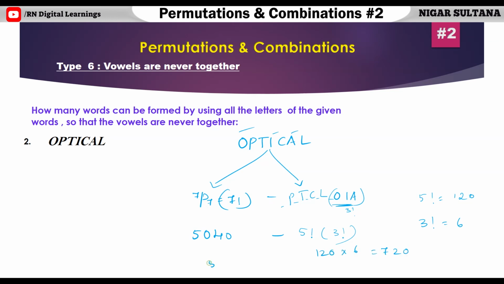Yes. Now 5040 minus 720. So what is the subtraction of this? 0, 2 and 4, 3. So the possible ways are 4, 3, 2, 0 when the vowels are never together. So now let's see the next problem.